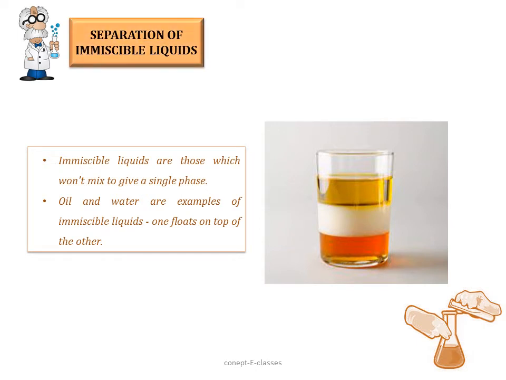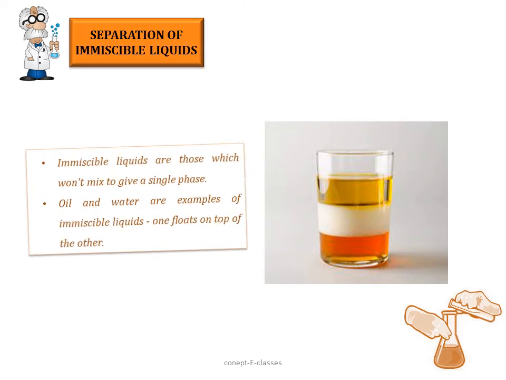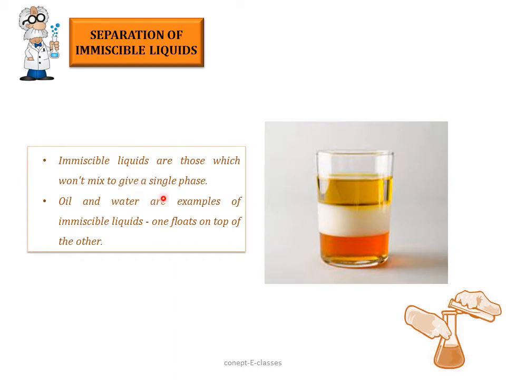Now let's see how we can separate two immiscible liquids. Before that, what are immiscible liquids? Immiscible liquids are those which won't mix to give a single phase, or in simple words, liquids which do not mix with each other. Say for example oil and water, do they mix with each other? No. We can see that the oil floats on the top of the other. So such liquids that do not mix with each other are termed immiscible liquids.